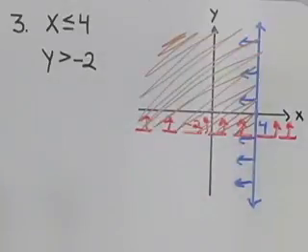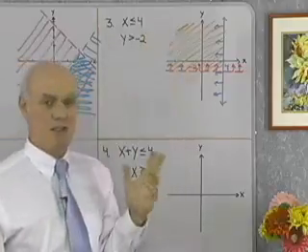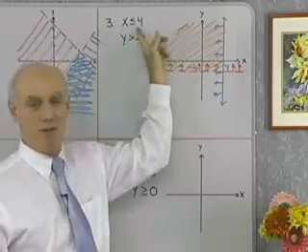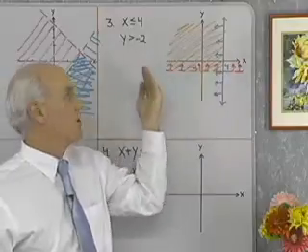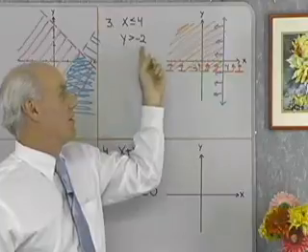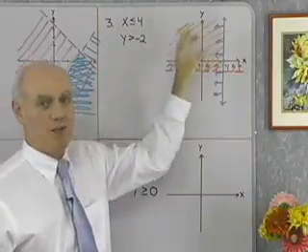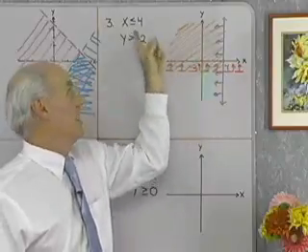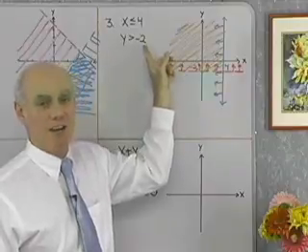So it might have looked a little more difficult at first just because of the simplicity of these equations, but it's really not. We know that boundary line is going to be a vertical line. All x less than or equal to 4 is going to be this way. All y greater than negative 2 is going to be up here. That really looks like the region of the coordinate plane where we have all the ordered pairs x, y, where the x-coordinate is less than or equal to 4 and the y-coordinate is greater than negative 2.